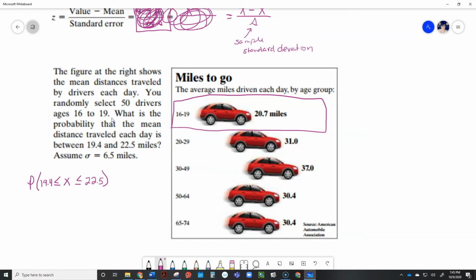You're going to use StatCrunch, right? You're going to go put those numbers in. But see, what's going to happen is if you're not careful, when you write down this information, you're going to say the mean is 20.7.